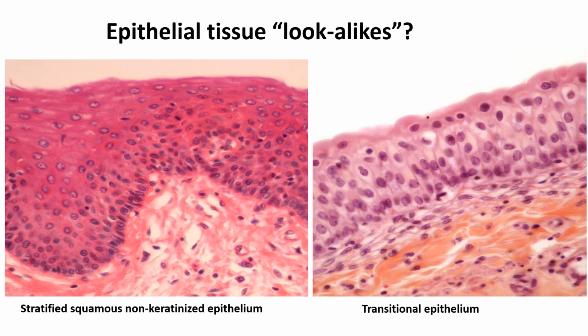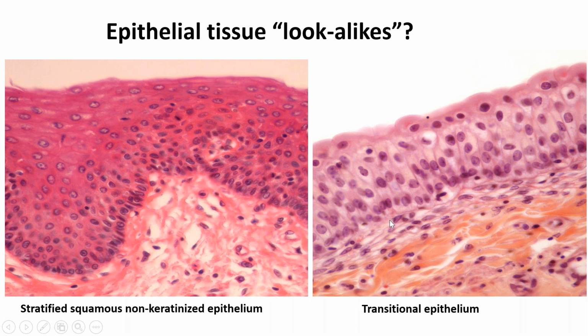So now this is a common problem I have with my students. They want to confuse these two types of epithelia. So on the left, we have the stratified squamous non-keratinized epithelium. Again, I refer you to the apical surface where the nuclei are going to be flat. It is definitely stratified. This is a nice thick epithelium.